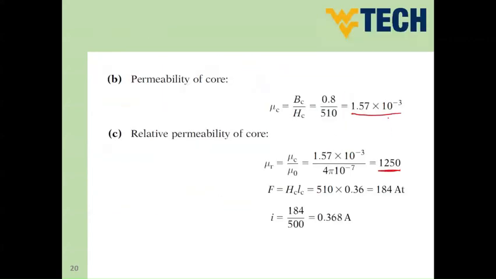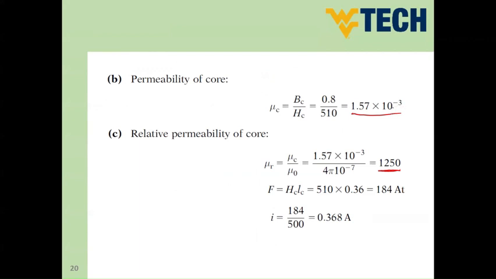So how can we get the permeability? Simply, guys, permeability of our core equals B divide H. We already have B given, and we got H from the curve. So we can just divide B by H. So the value of the permeability of our core is 1.57 times 10 to power minus 3.